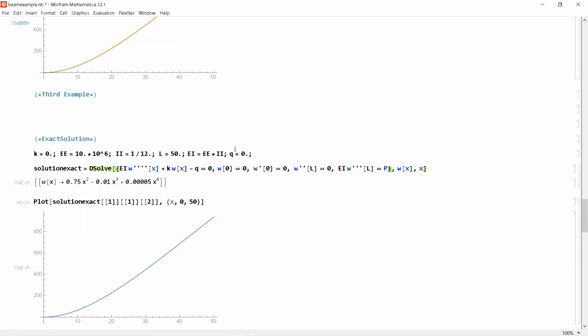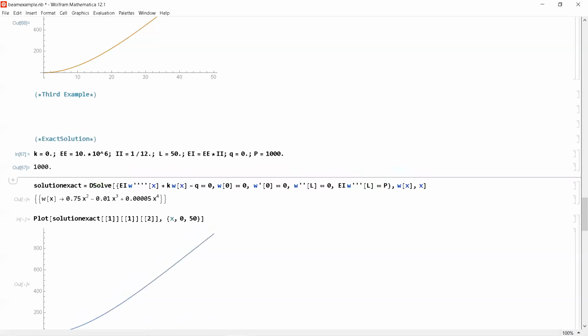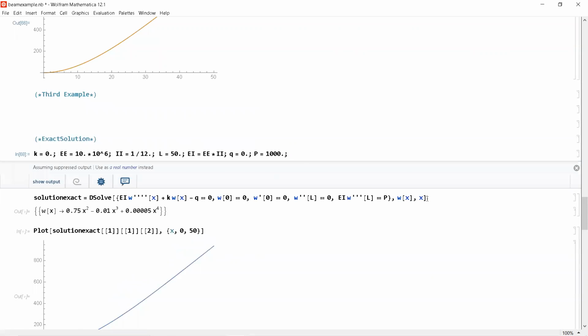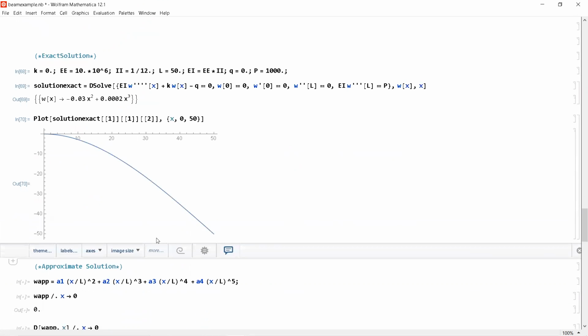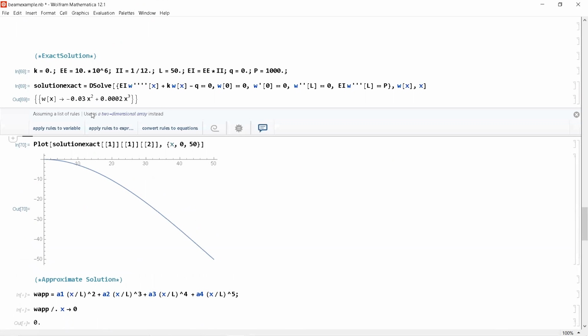Let's apply a load P of some kind. So let's call P equals 1,000 pounds with a semicolon, so it suppresses the output. And then this is what I get for the exact solution. So let's just plot the exact solution there. That's what we get. We should be able to check that it's PL cubed over 3EI. We can check it quickly. So let's check it to see if I match the solution here.